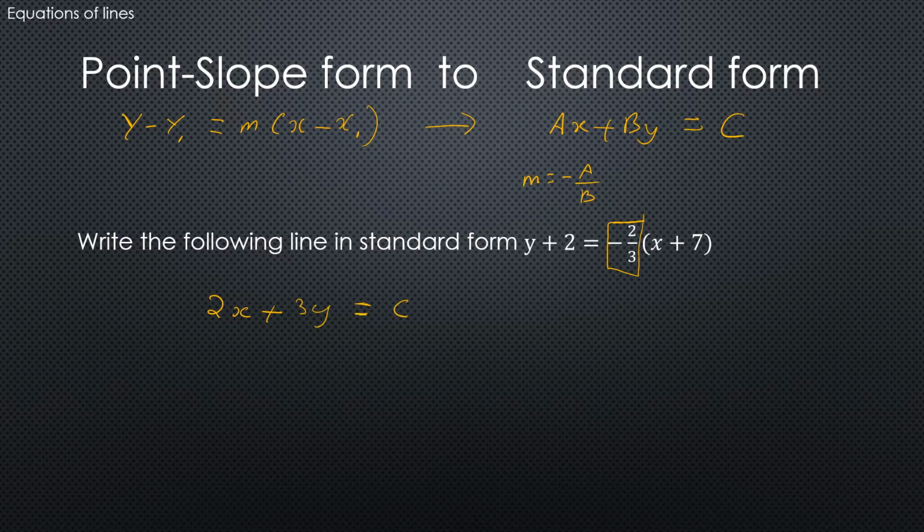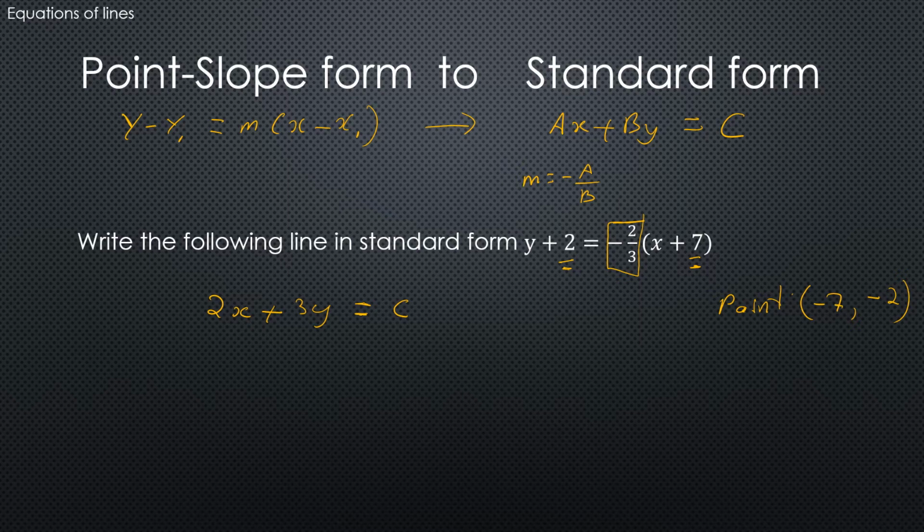Now c, we don't know c yet. So there's a way we can get it. Since we have a point, remember in point slope form, a point is given to you. Right now, reading this, the point is -7, -2. Because in the form itself, we usually use the opposite of the point. So when you see plus, that means it was really minus. If it is minus, then it was plus. So this is the point that we have.